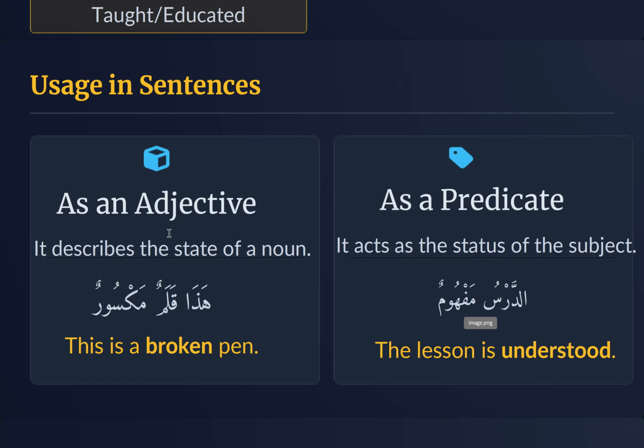And as an adjective, it describes the state of a noun. It says هذا قلم مكسور. Yani, it describes the noun. Qalam is the noun that we have here, and it describes it. هذا قلم مكسور. This is a broken pen.